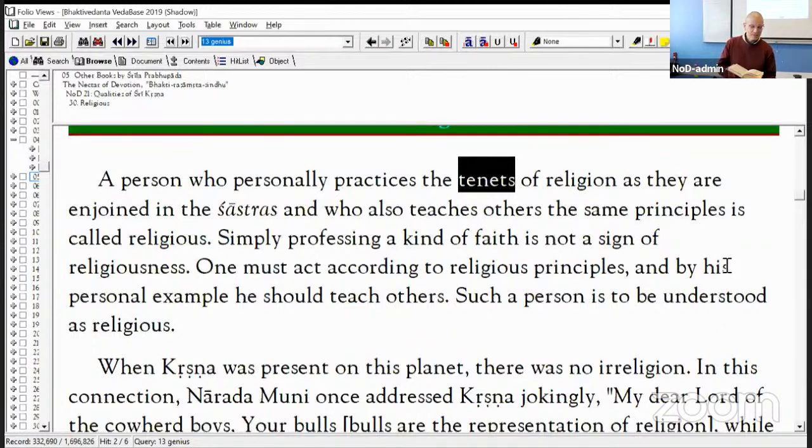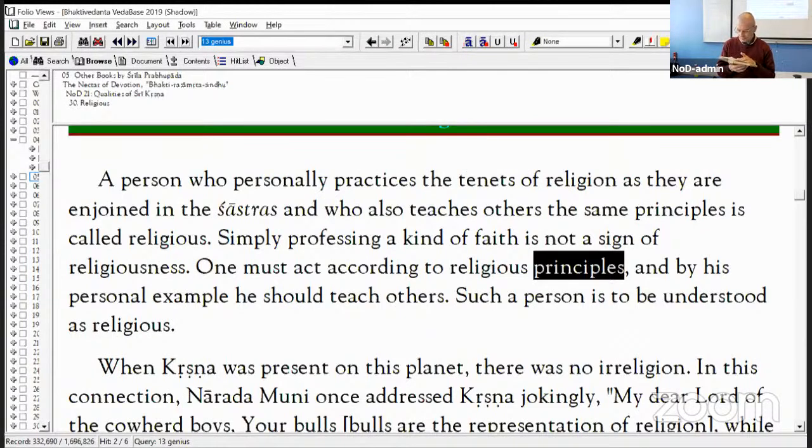So Prabhupada says, simply professing a kind of faith is not a sign of religiousness. So this 2,000 years old argument between Saint James and Saint Paul, is it by faith or is it by acts? Faith without acts is empty, says Saint James, who many claim is the brother of Lord Jesus. So Prabhupada says, not just declare, I am such and such, but also act. One must act according to religious principles, and by his personal example, he should teach others.